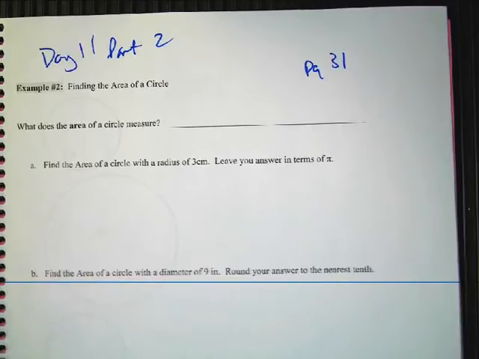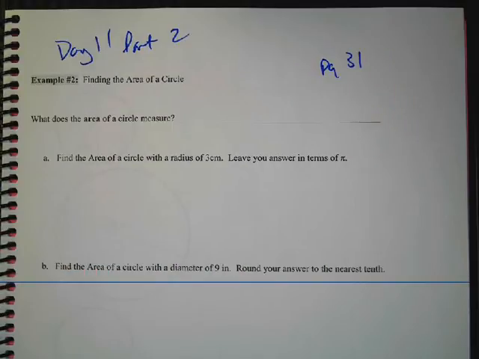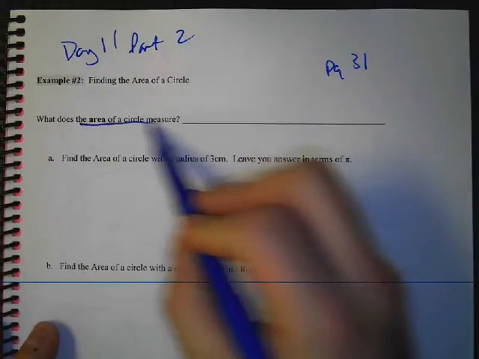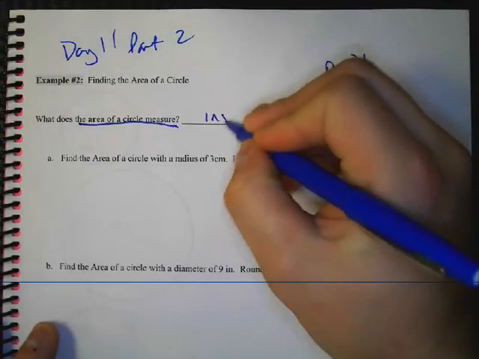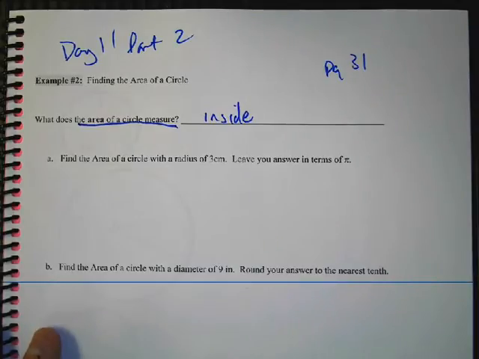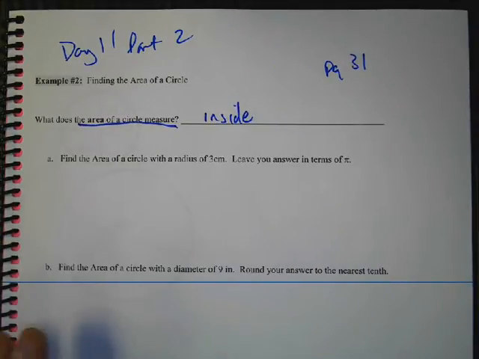Right. So now you've had an opportunity to practice some circumference, and I've felt that you had a pretty good handle on it. So now we're going to go to the next piece, which is finding the area of a circle. All right. So what does the area of a circle measure? The area measures what's inside. So circumference is around the outside. The area measures what's inside. So like if you wanted to paint something that was in the shape of a circle, how much paint would you use?